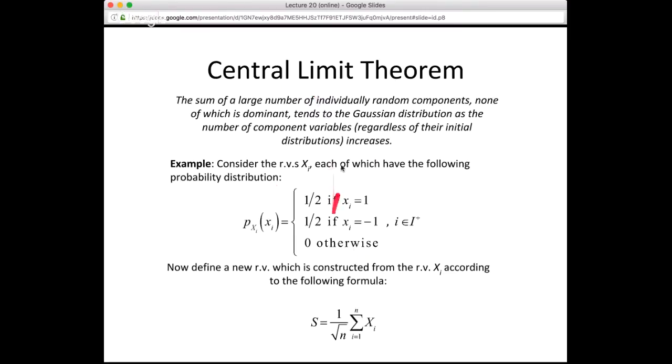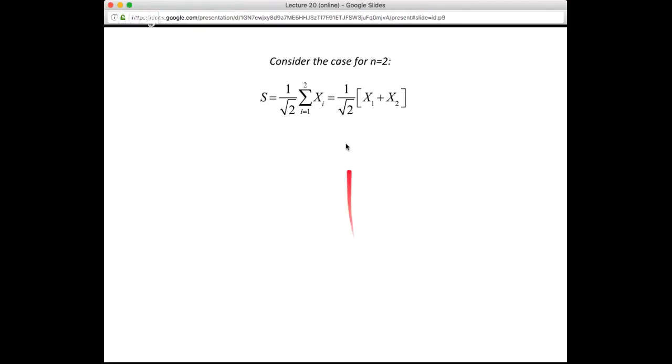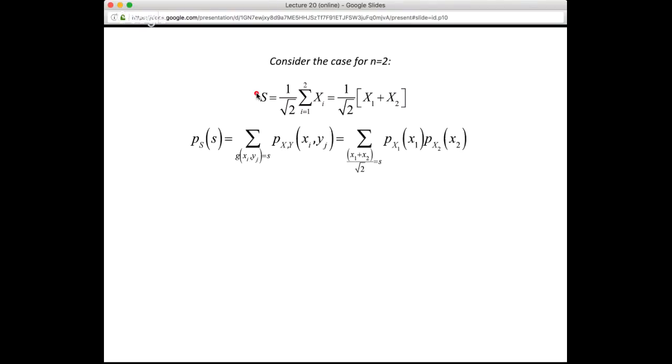Recall that each of these Xi will have a probability distribution consistent with that PMF there. And so we can go ahead and express the sum explicitly. So it's just the random variable X1 plus the random variable X2. And what we'd like to do is derive a new probability mass function for S and compare it to the standard normal distribution to see if S is converging toward the standard normal. So that's where we're going with this analysis.